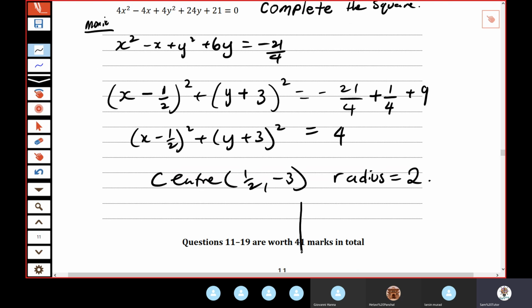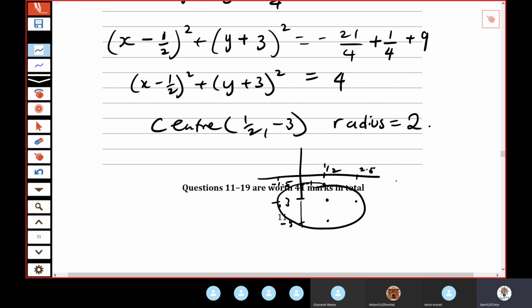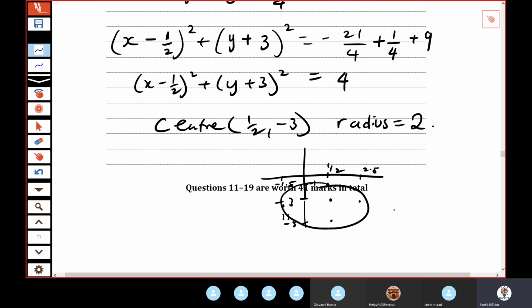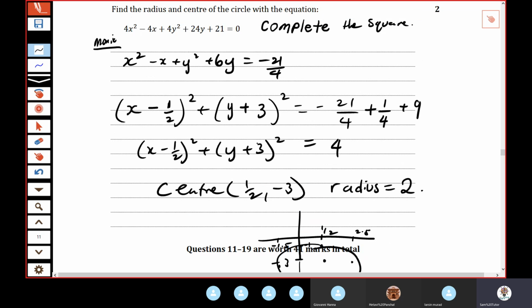I know it doesn't ask for it, but we're going to sketch it anyways, just so you guys know how this would look like. That's a half. That's negative 3, which is there. Go up 2, go down 2, go to the right 2, go to the left 2. That's negative 1.5. That's 2.5. That's at negative 1, because minus 3 plus 2 is negative 1. Minus 3, you subtract, you get negative 5. And then really just a bad circle. But there it is. Something like that. And now, any questions about the completing the square bit now?